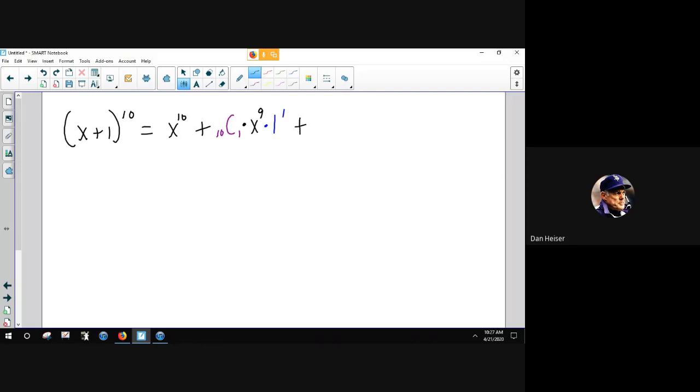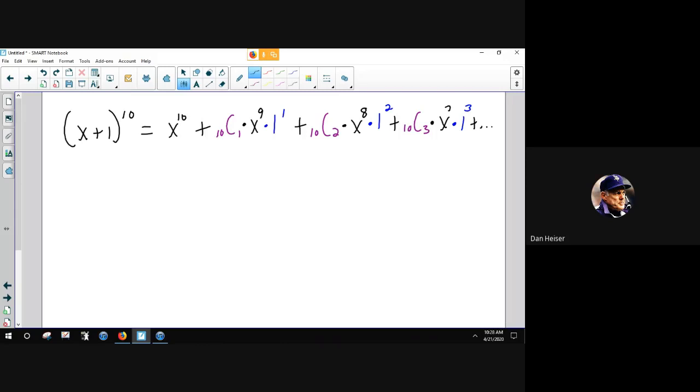Next term, 10C2. X gets 1 less power. 1 gets 1 more power. And I'll do one more, 10C3. X gets 1 less. B, or 1, gets 1 more. And that keeps going until we get to 10C10, x to the 0, 1 to the 10.